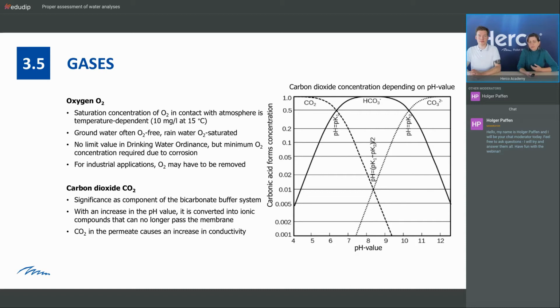If we have CO2 that passes the membrane as a gas, it will redistribute according to this equilibrium in the permeate and will cause an increase in conductivity. So when we have very strict conductivity values, we really have to look at the options for how to remove CO2, either before or after the RO step.